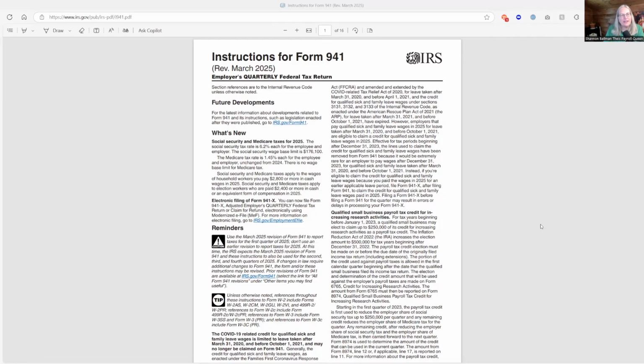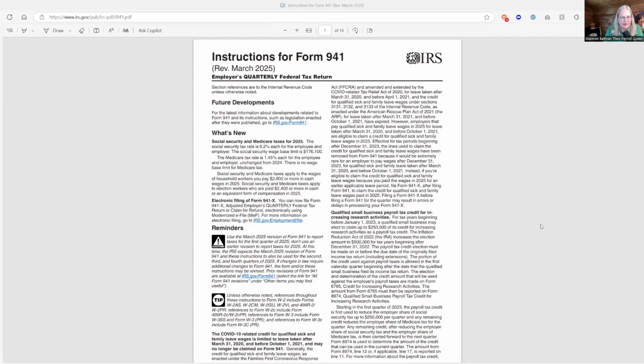And new is electronic filing for the 941-X. So now you can electronically file the 941-X, Adjusted Employer's Quarterly Federal Tax Return or Claim for Refund, using the modernized e-file. And there's more information on electronic filing if you click this link. I will have both of the links in the description below.